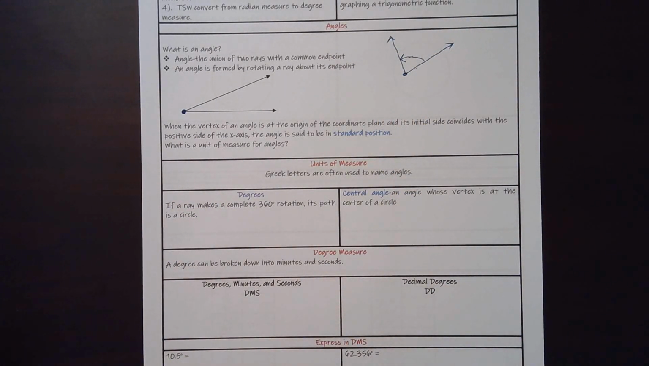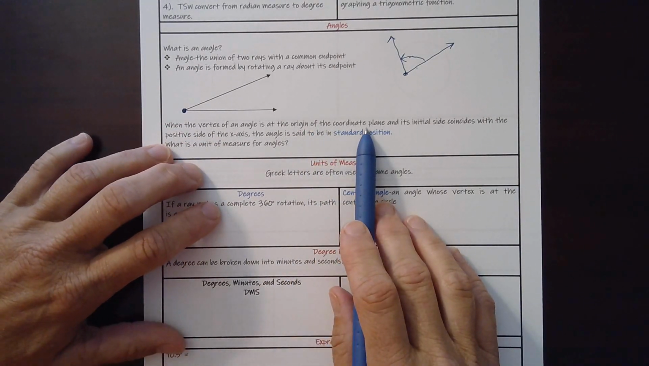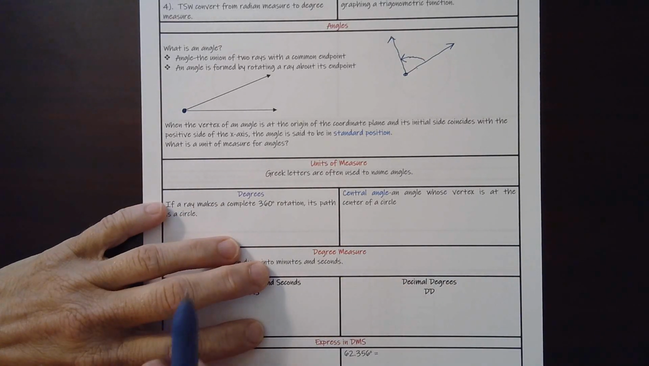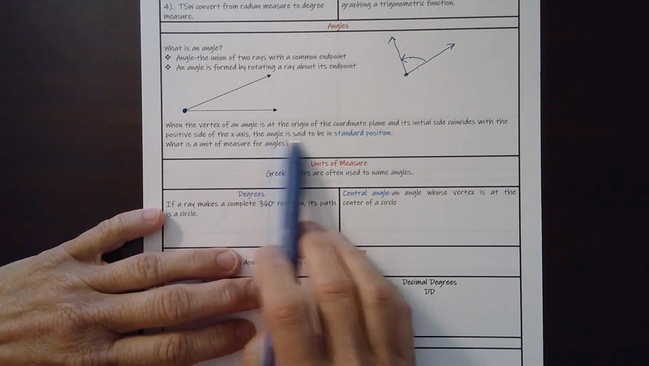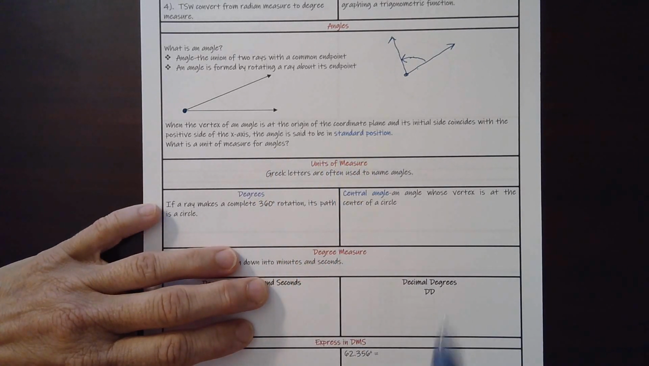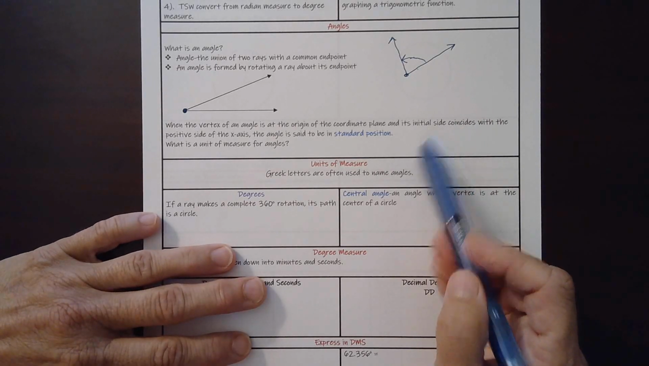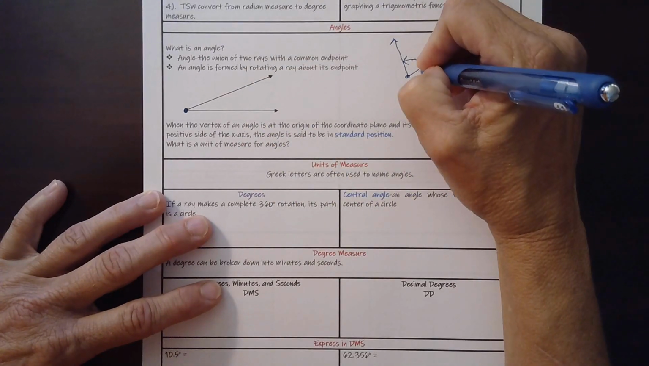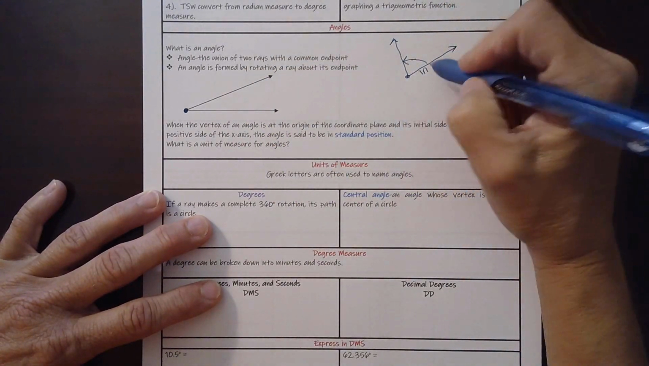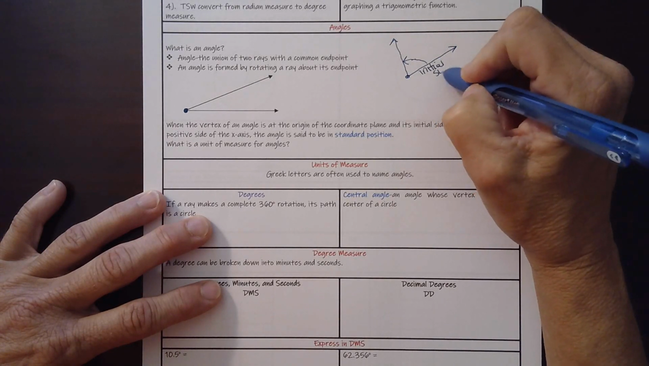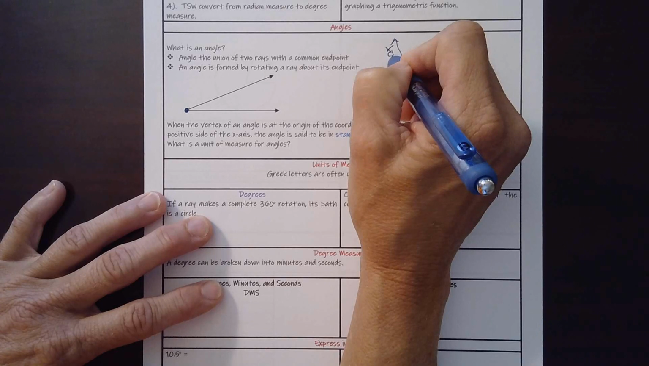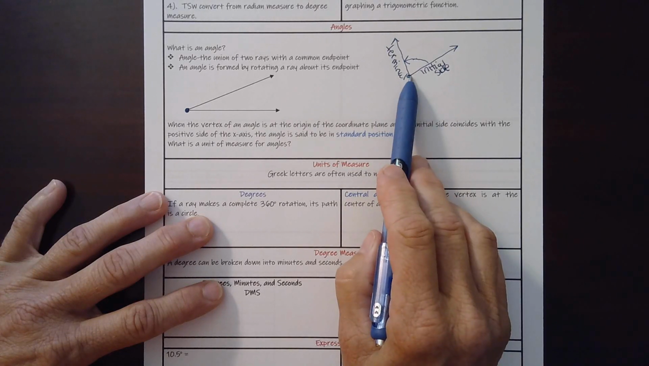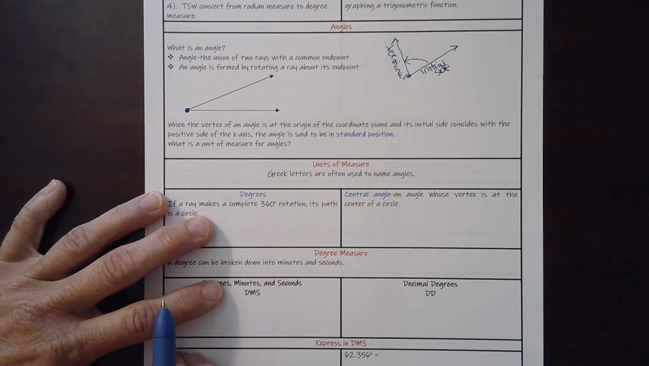Okay, so when the vertex of an angle is at the origin of a coordinate plane and its initial side coincides with the positive side of the x-axis, the angle is said to be in standard position. So we've talked in this statement about an initial side. With an angle, this over here where I've rotated the ray would be the initial side. And this would be considered the terminal side. It's kind of hard to write slanted. This is the terminal side. This is where the ray ends its rotation.